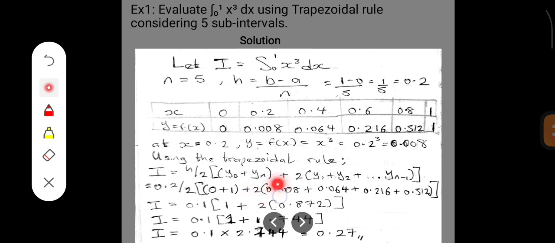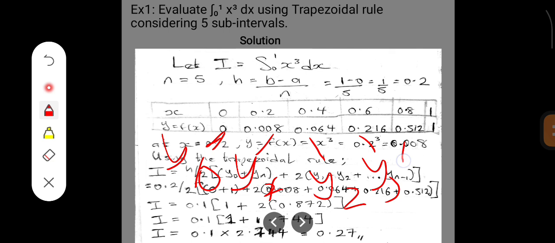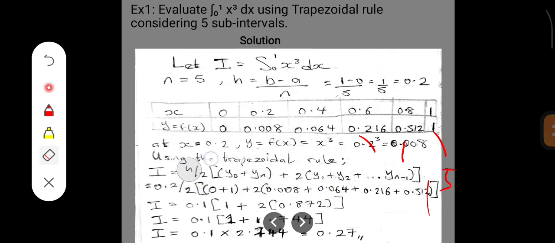Now plus 2 open bracket y subscript 1. What we have to do here is just fill in all the values of y in between the first ordinate and the last ordinate, because this is it here. This is our y subscript 0, y subscript 1, this is y subscript 2, y subscript 3, y subscript 4, and the last one is y subscript 5, since n is equal to 5. So y subscript n minus 1 will just be our y subscript 4 because n is equal to 5.